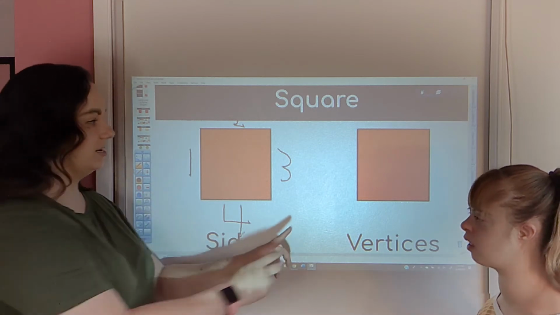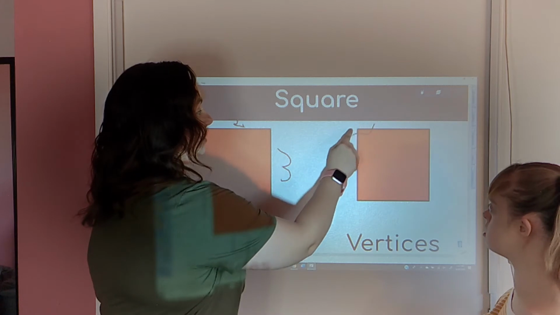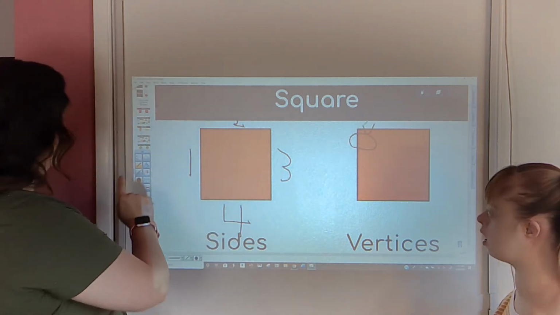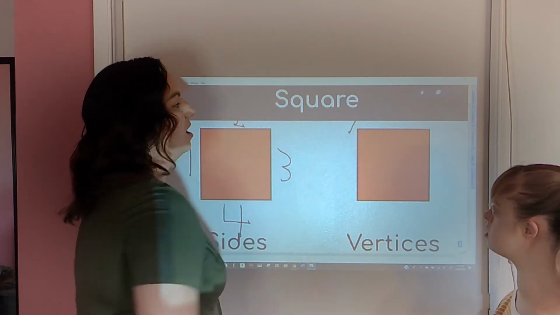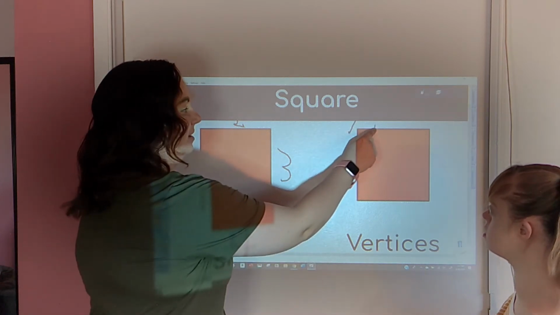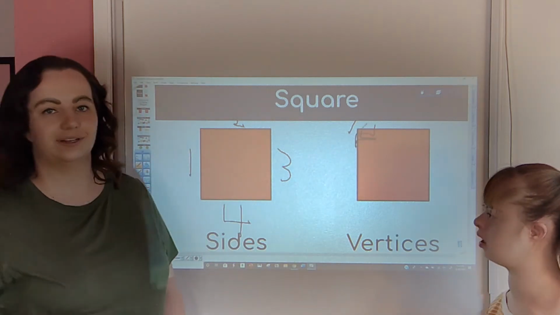Okay, right here, I see these two sides meet. So right here, this is, I didn't draw as I wanted to. This right here is one of our vertices right there. Vertices right there, that kind of corner area. Drawing's a little funky.